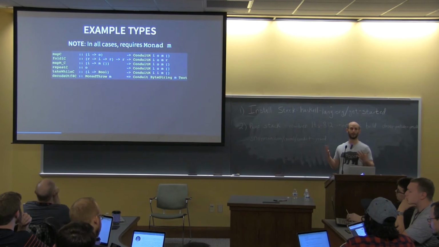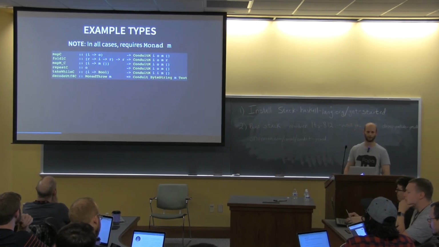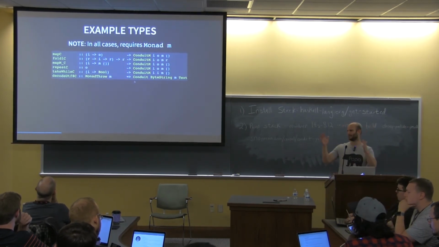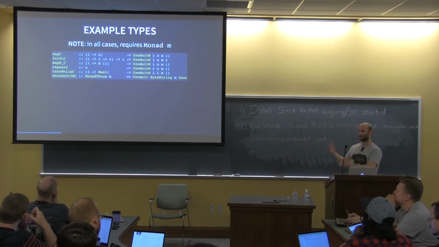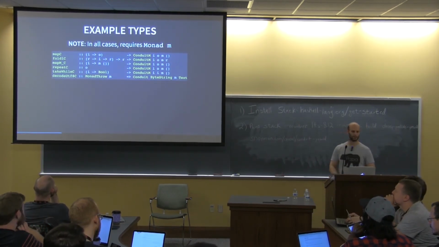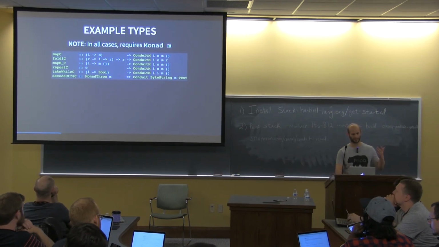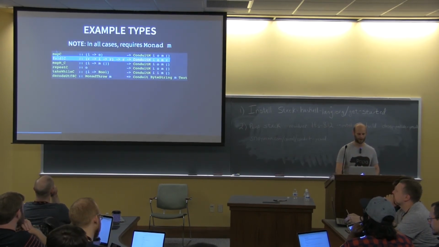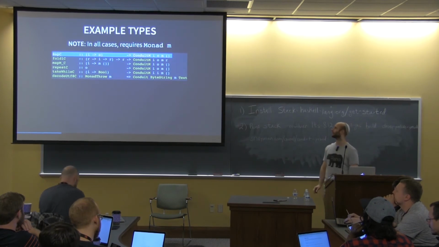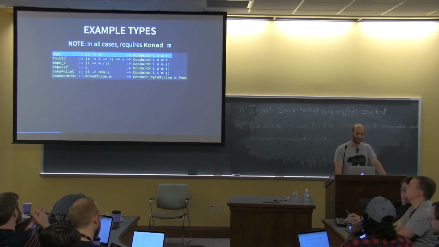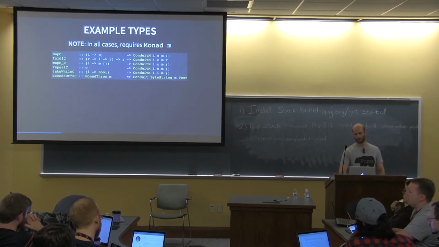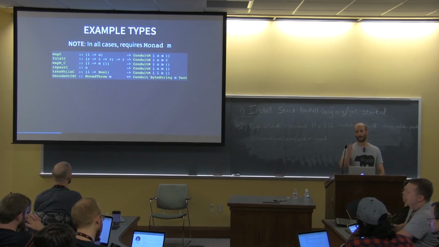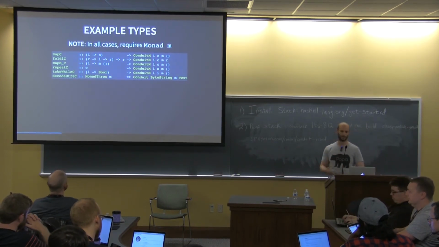Let's look at some real, actual things that exist in Conduit. Just because I didn't want the slide to be ridiculous, assume that the type signature has a monad M constraint in every place. So we've got mapC. This is the map for Conduit. This thing is going to take a function from input to output, and it's going to generate a conduit that goes from I, the input, to O, the output.